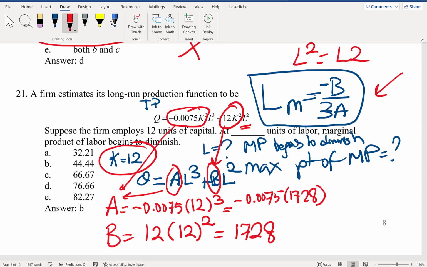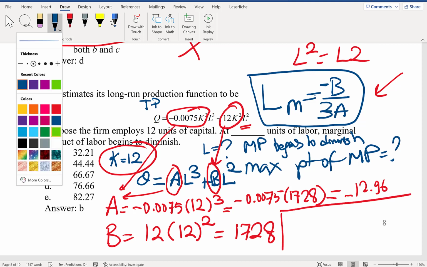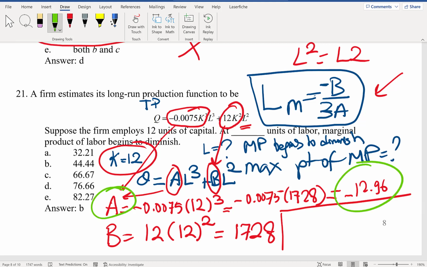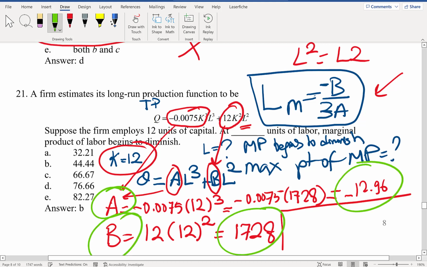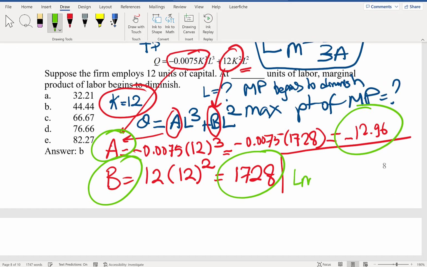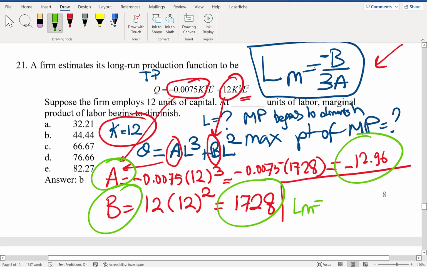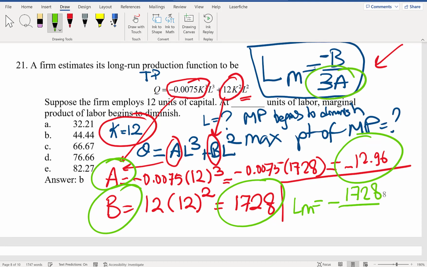1728. Okay, so if you make this calculation, you're going to get negative 12.96. Okay, now I got my A. Great news. I got my A and I got my B calculated. So let's find LM, the point at which marginal product starts diminishing. It's negative B, negative 1728 divided by 3A, 3 times negative 12.96.